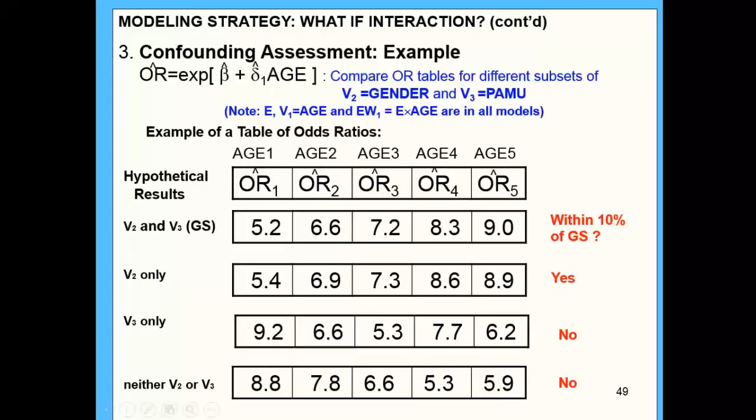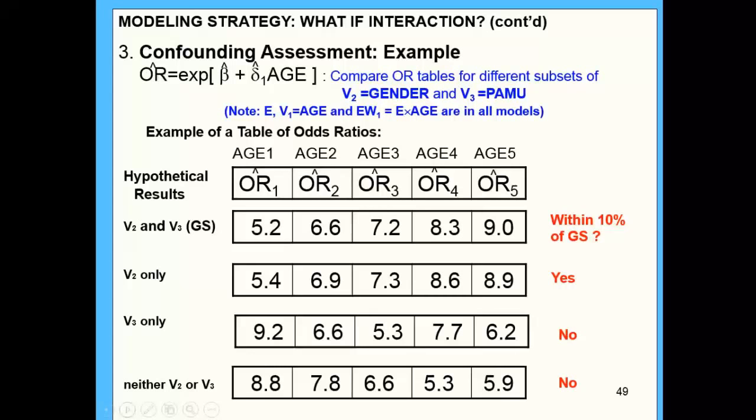So that's fine. Now I look at the next situation where I drop V2, and I notice that, for example, in the first age value, the odds ratio is 9.2. That's a lot different from 5.2. It's a lot more than 10%, as is the 9 here and the 6.2. So you could argue that the third set of odds ratios, taken collectively, which is what you have to do when you have interaction, is meaningfully different from the gold standard. So you can't consider this model, which drops V2. V2 is gender. Can't drop gender in this particular case. You can't use this model, but maybe you can use this model, which drops PAMU.